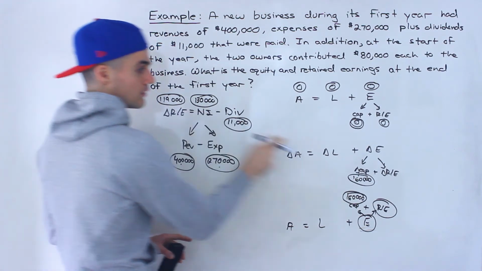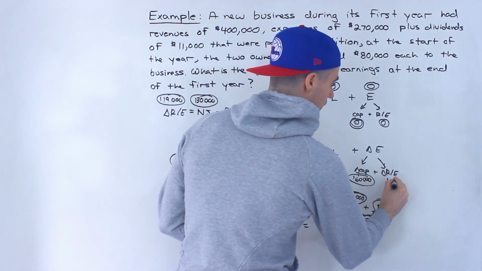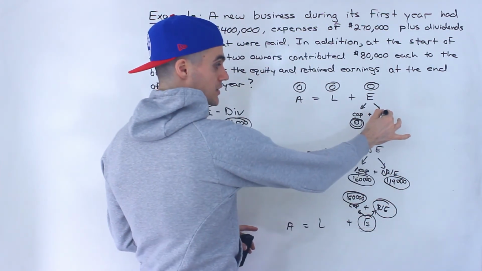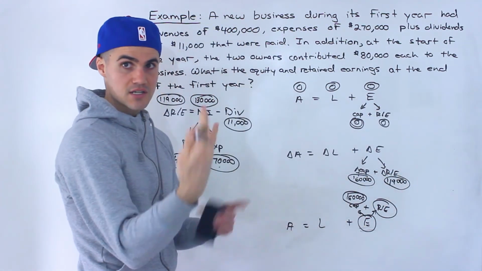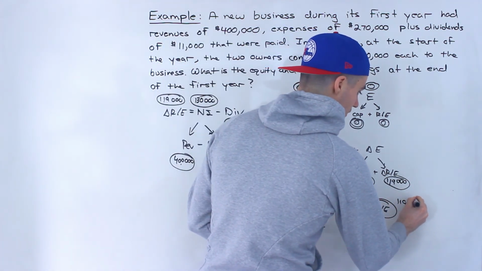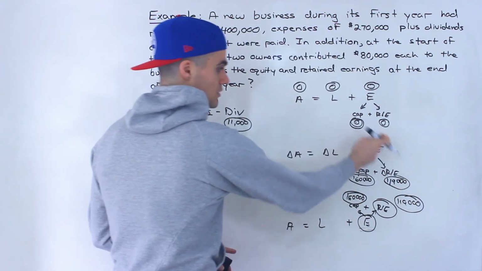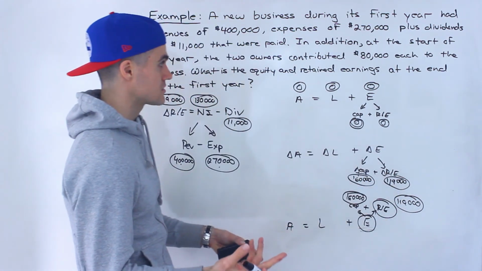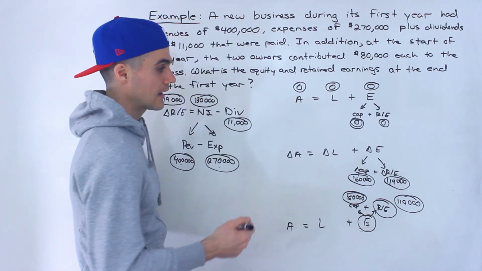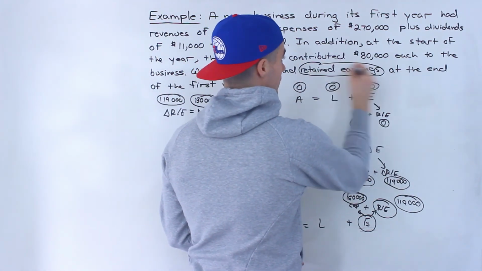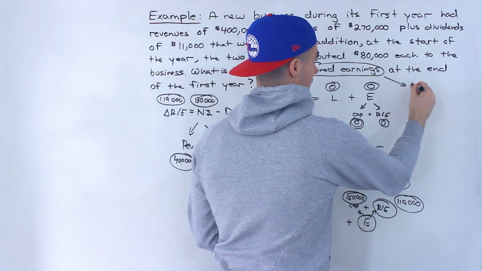And then this number can flow over here. The beginning retained earnings was 0. The change in retained earnings is 119,000. So that would give us our ending retained earnings, right? 0 plus this gives us that. And notice that that's actually one of the answers to the question, the 119,000. So that's the ending retained earnings. That's one of the answers.